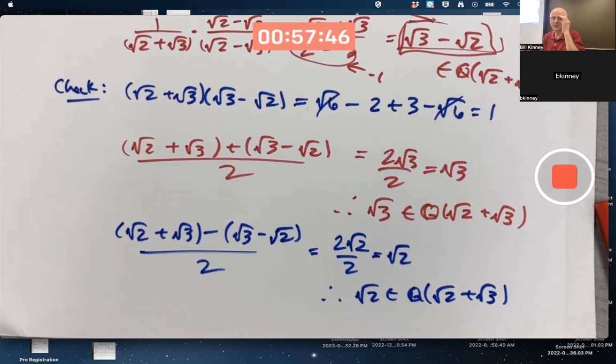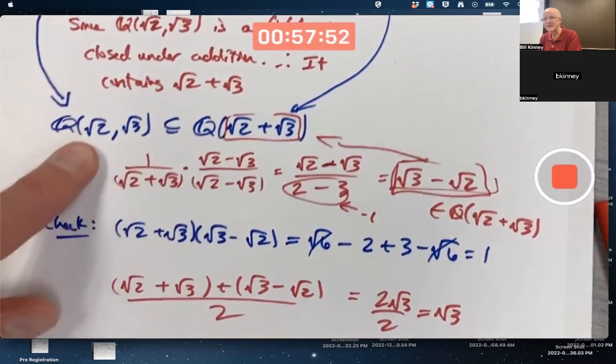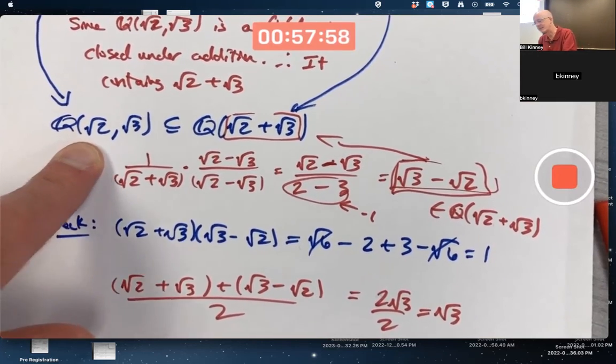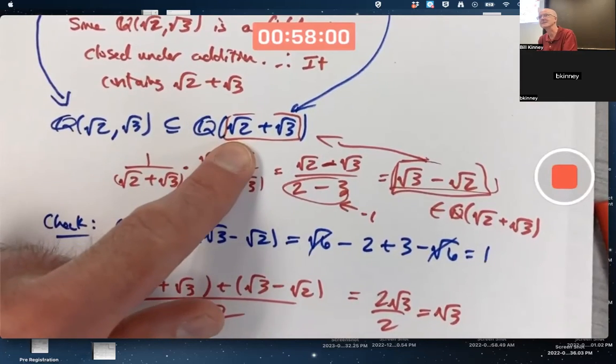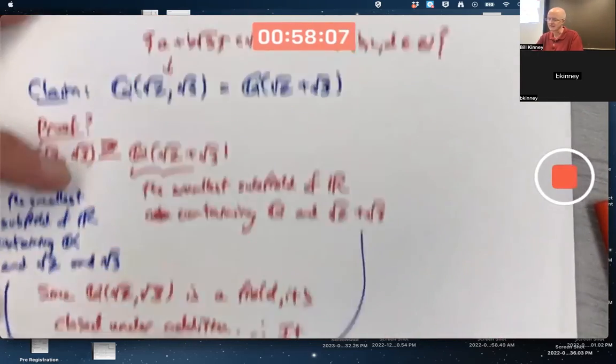I verified that square root of 3 and square root of 2 are in this field. By definition, this field is the smallest subfield of the reals containing all the rationals and square root of 2 and square root of 3. Therefore, it must be a subfield of this one, if this one contains square root of 2 and square root of 3. But I showed both inclusions. They're actually the same thing. They're actually equal.